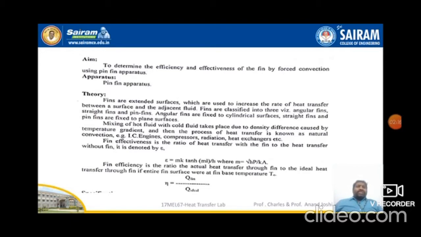So what is meant by efficiency? In general, efficiency refers to how well something is done, but effectiveness refers to how useful something is.